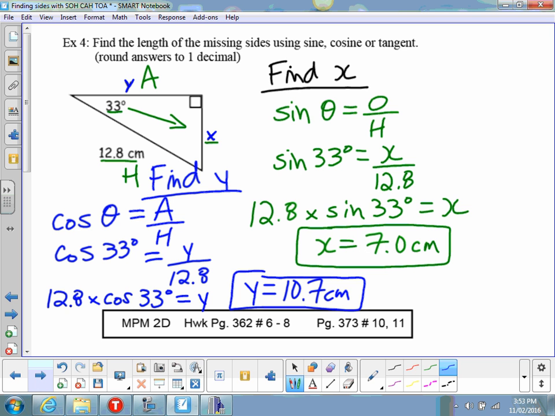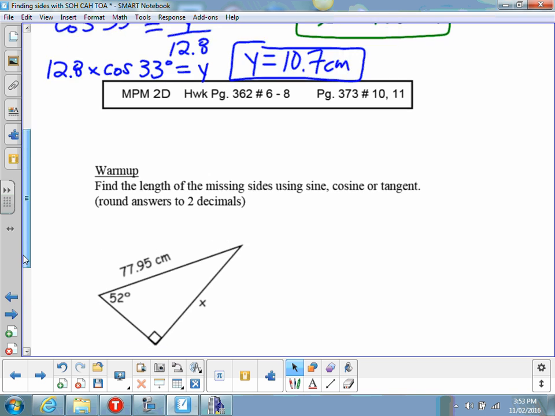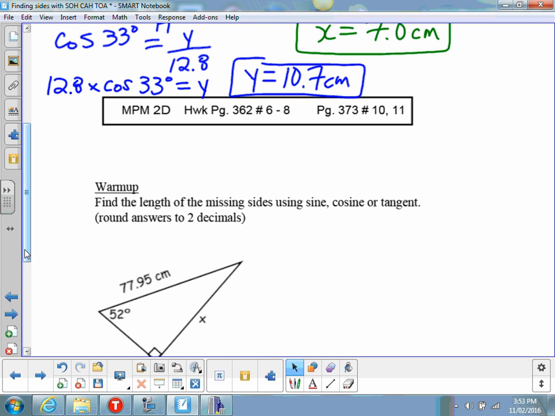Okay? So at the bottom of this page there is a warm-up question. We'll actually do that at the beginning of class tomorrow just for practice, and then we will work on these questions in the textbook.